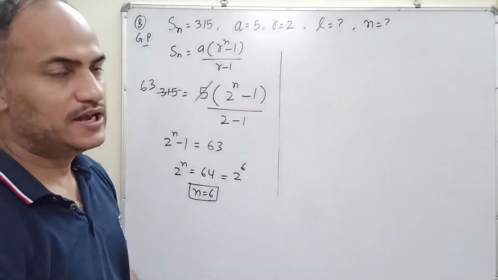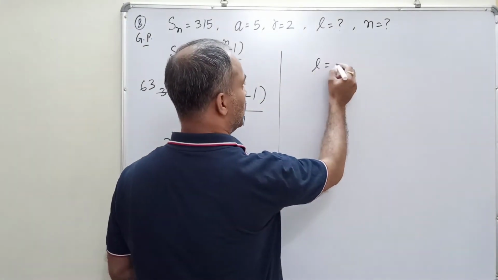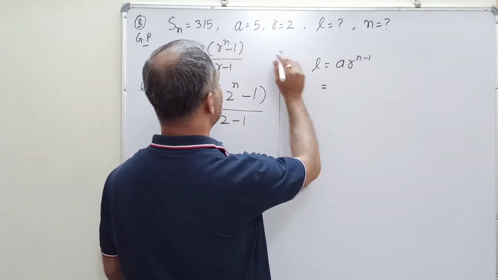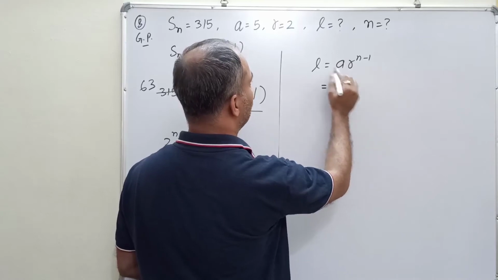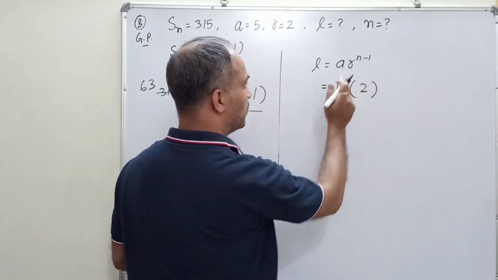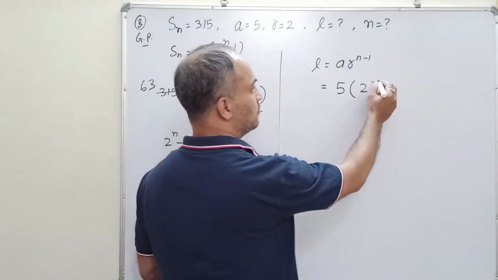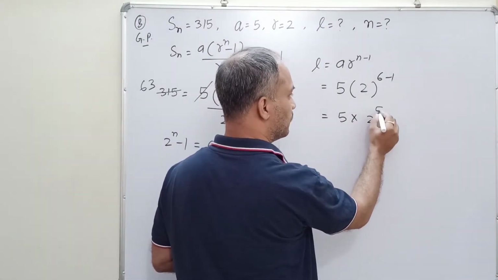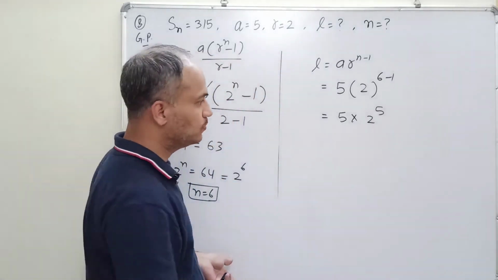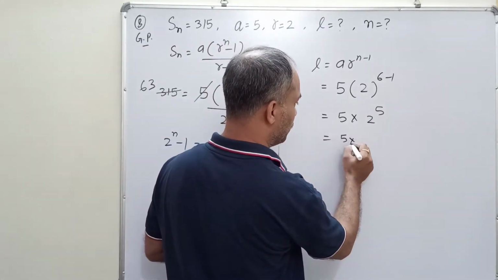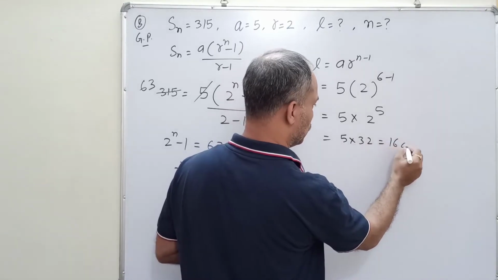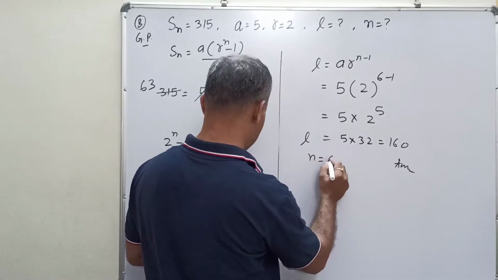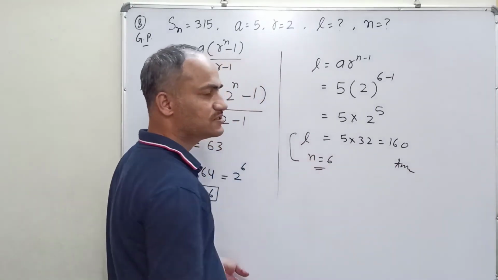Here the last term L is equal to a r^(n−1). A is 5, the common ratio r is 2, and the power is 6 minus 1. So this becomes 5 into 2^5. 2^5 is 32, and 32 times 5 is 160. So the value of L is 160 and n is 6. These are the two answers for the question.